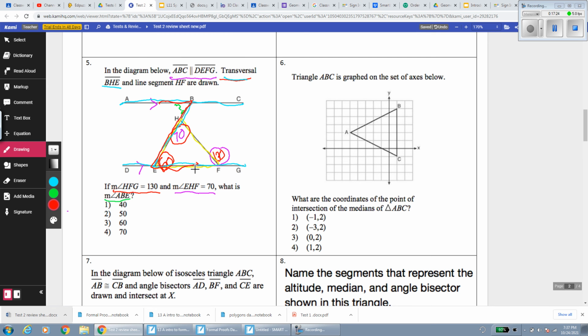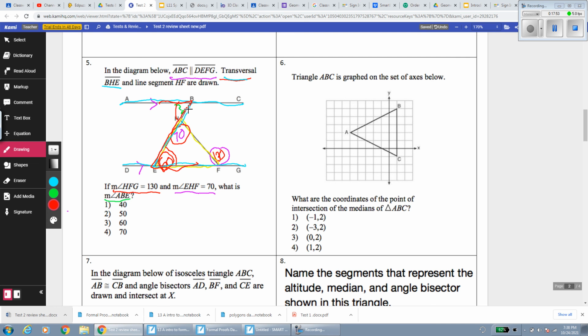And notice that we have a Z shape. Anytime we have a Z shape, when we have parallel lines cut by a transversal, think alternate interior angles. The two angles that are inside of the Z are alternate interior angles. Why? Because they're inside the two parallel lines. They're within the two blue parallel lines. They're inside of them, in between them, within them. So they're interior angles. And they're on different sides of transversal BHE.